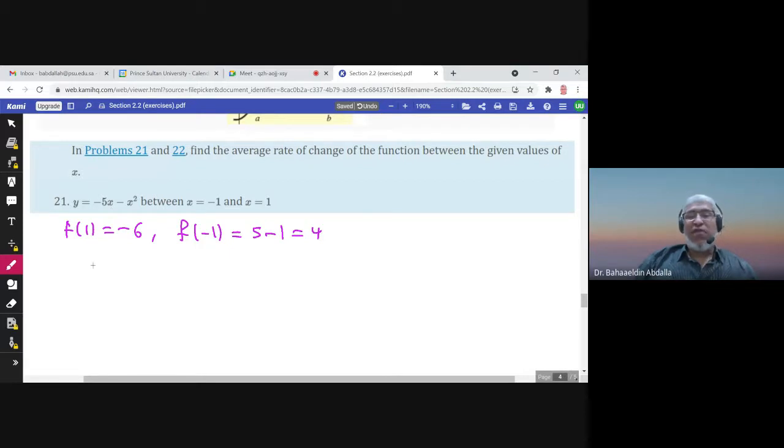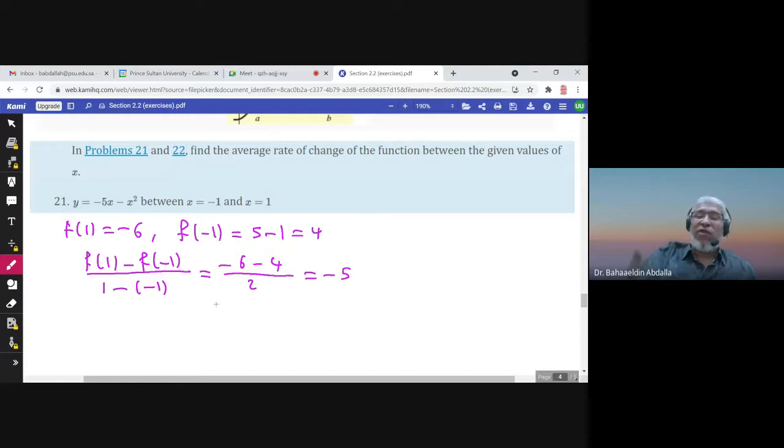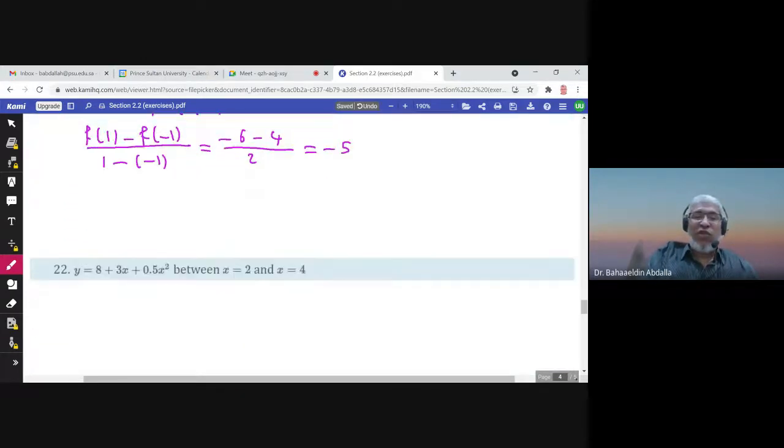So what is the average rate of change? It is f of 1 minus f of negative 1, over 1 minus negative 1. f of 1 is negative 6, f of negative 1 is 4, and 1 plus 1 is 2. So negative 10 over 2 is negative 5, and that's the average rate of change of the function.